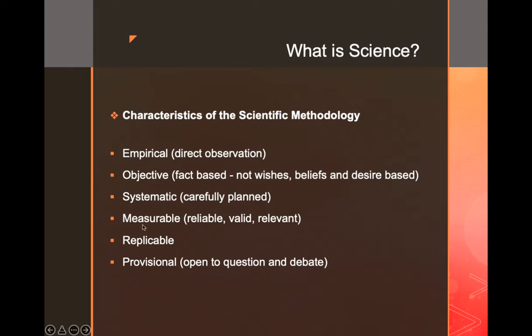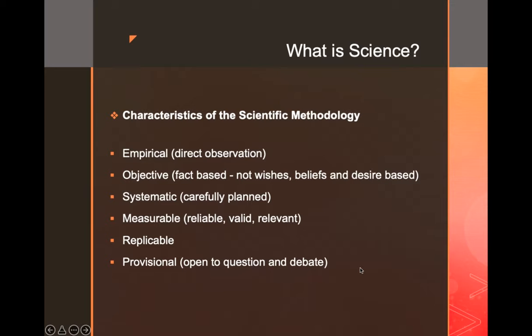The 4th is that it's measurable, which means it's reliable, valid, and relevant. And these are terms that we will describe soon in this presentation. And the 5th is it's replicable, which means if you completed a scientific investigation and someone else used the same conditions and redid the same study, it would most likely present the same results. That's the nature of the scientific methodology. It has to be replicable. And last, it's provisional, which means it's open to question and debate.